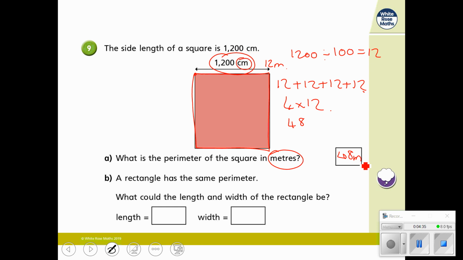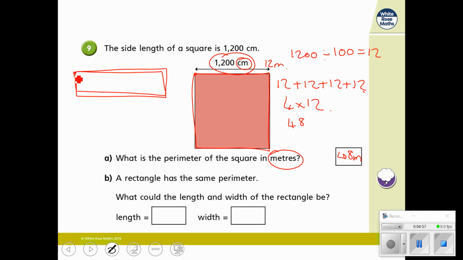Now the second part to our question has many solutions. A rectangle has the same perimeter. What could the length and width of the rectangle be? So there are many and various answers to this. I'm going to draw a rectangle to begin with. I know that the perimeter, that's this length, this length, this length, and this length, all equal 48.